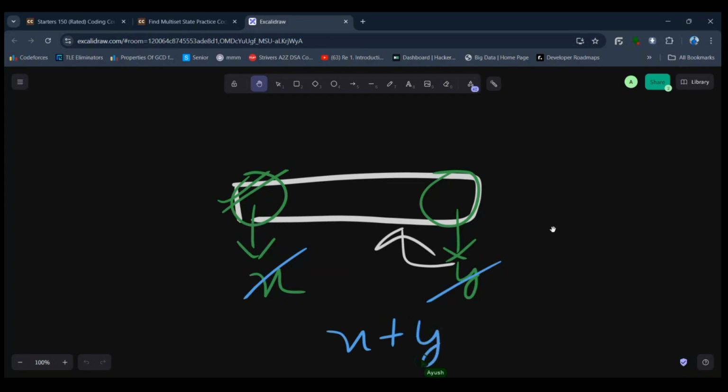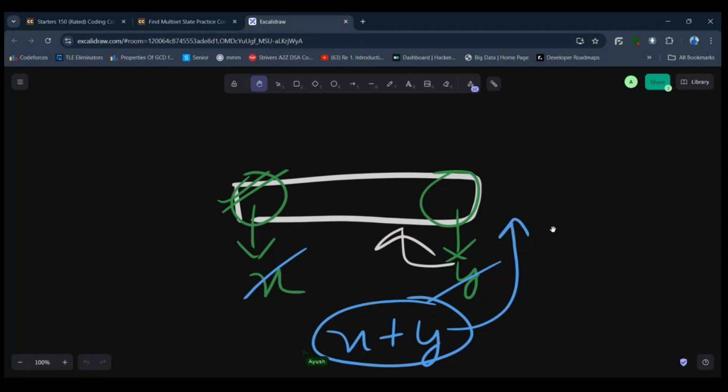Of course, if Y is the maximum element, then X plus Y would obviously take its position at the last in a sorted array, right? Because Y is the maximum element, and if I append X plus Y at the back of the array, it would not disrupt the ascending order of the array, right?